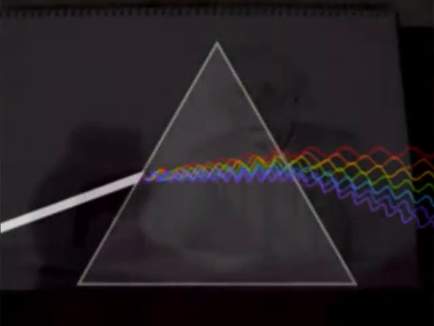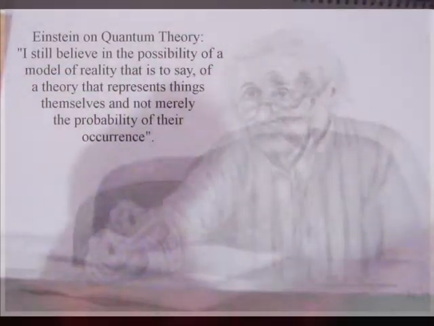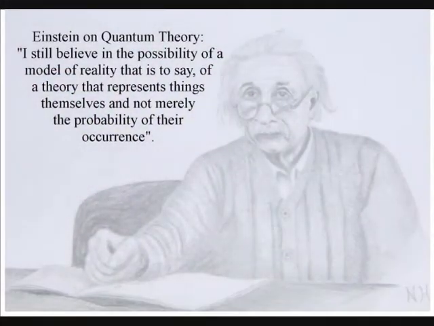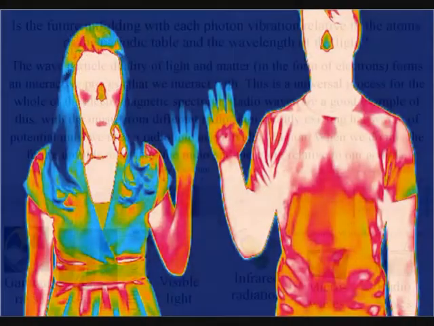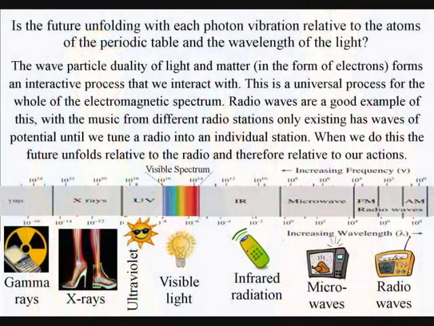In such a theory, the wave-particle duality of light and matter in the form of electrons are forming a blank canvas that we can interact with, forming the possible into the actual. The speed of light is a constant and independent of the motion of the source or the observer, because the future is unfolding light photon by light photon.